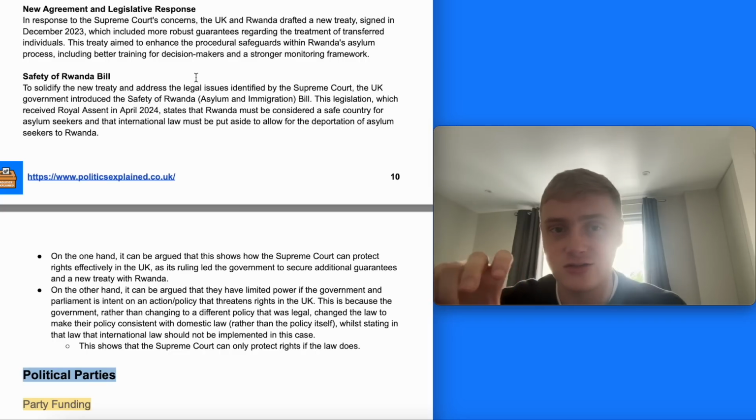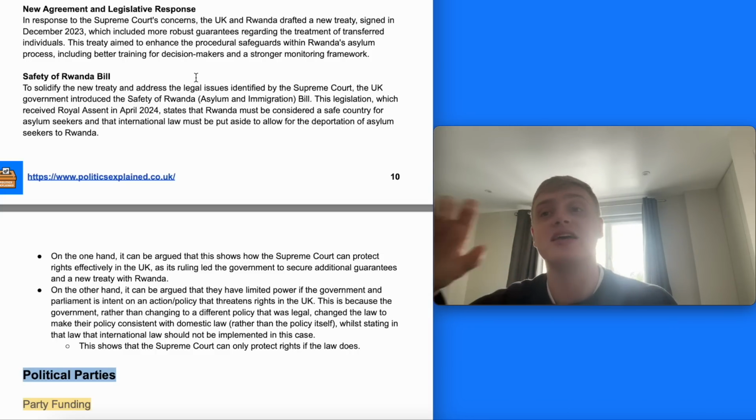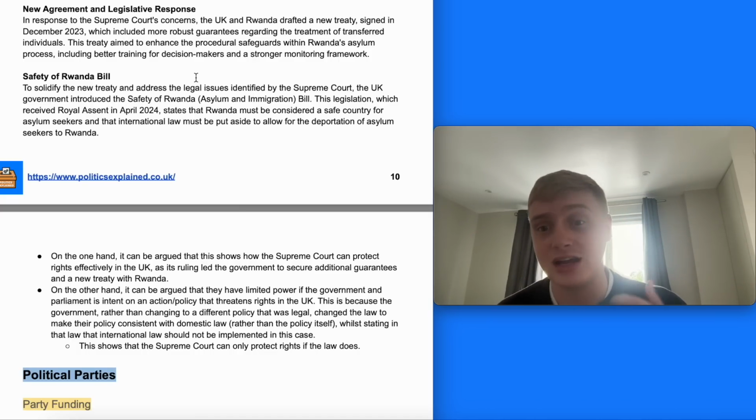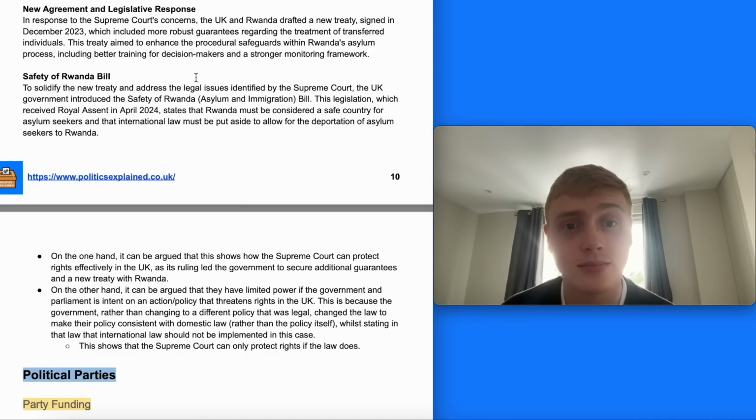So both international law and domestic law, the Human Rights Act, must be put aside to allow for the deportation of asylum seekers. The Supreme Court must effectively not apply the Human Rights Act as law in relation to this act, in relation to people being deported to Rwanda, and must legally consider Rwanda a safe country, so that there could be these deportations.